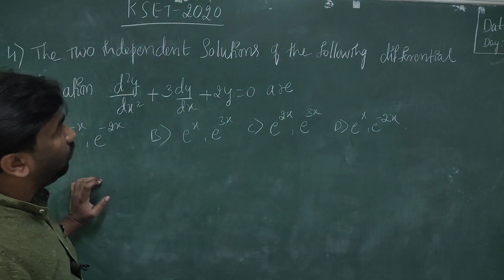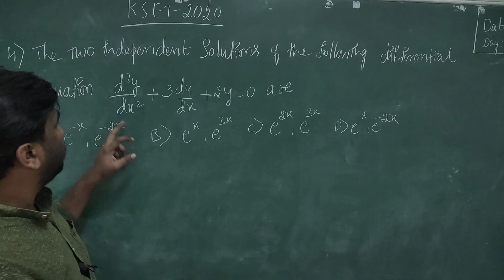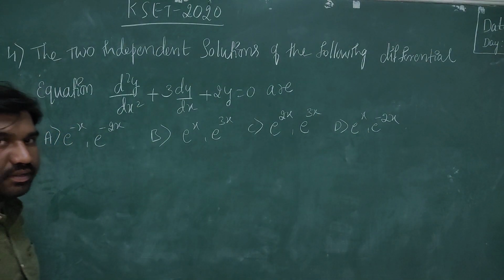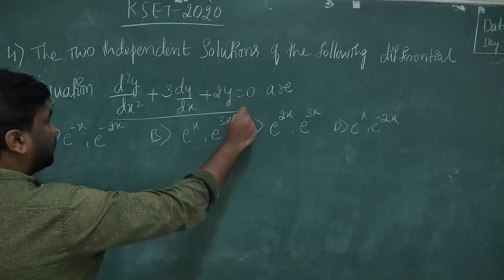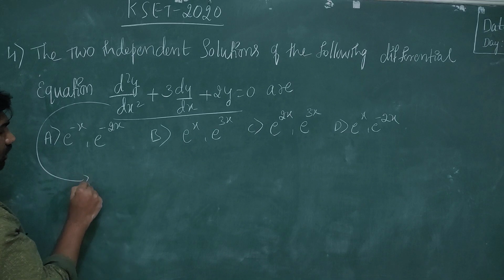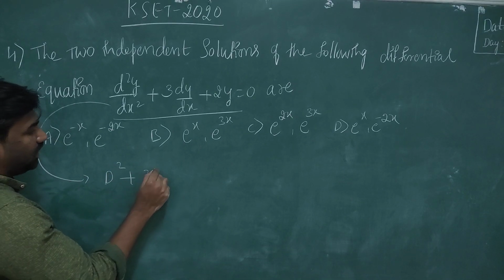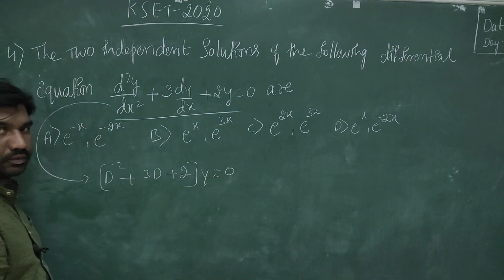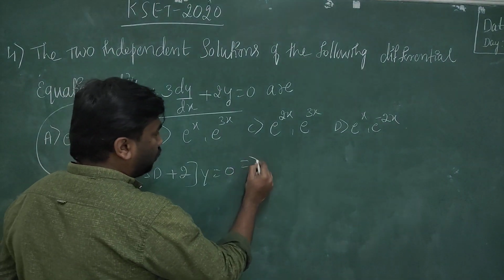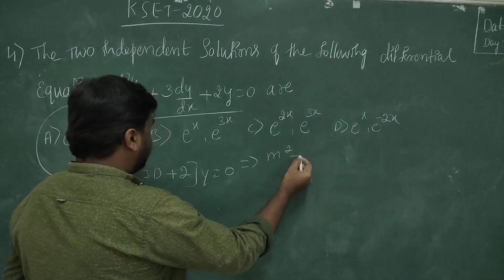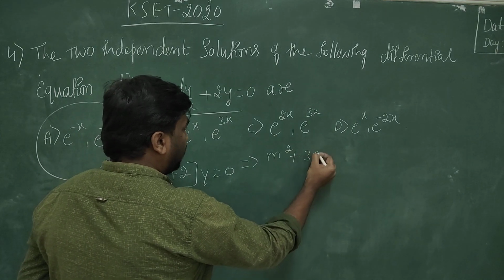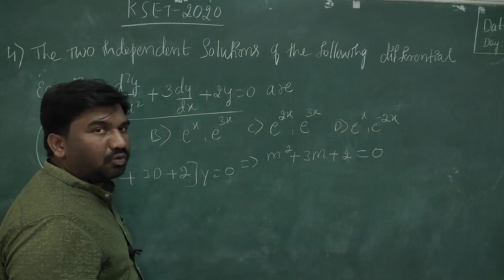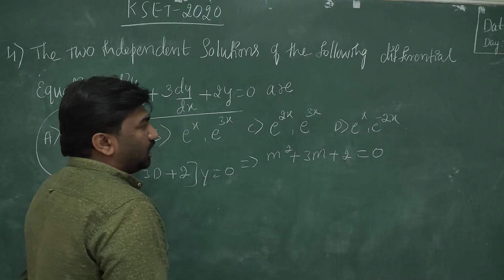So this is question number 4, which is based on differential equations. This is the given differential equation, a homogeneous second order differential equation. You have to get the solution for this differential equation. So this can be written in the form (D square plus 3D plus 2) of y is equal to 0, and by the factorized method, m square plus 3m plus 2 is equal to 0.